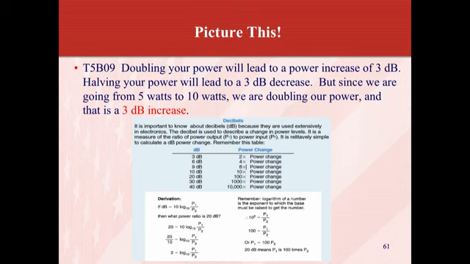It's relatively simple to calculate a dB power change. Remember this table. 3 dB is a double power change. 6 dB would be a quadruple power change. 9 dB is an 8 times power change. 10 dB is a 10x power change, and so on, all the way up to 40 dB. You can see how it exponentially increases with each dB increase.